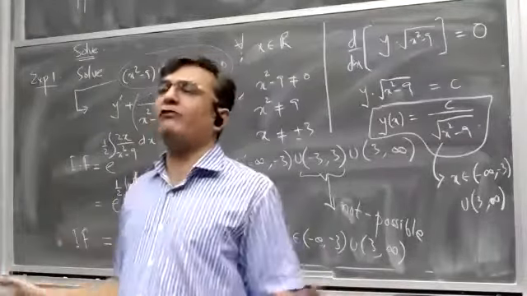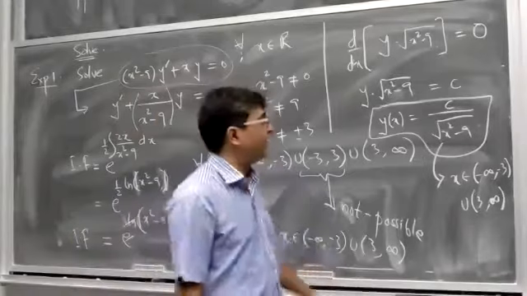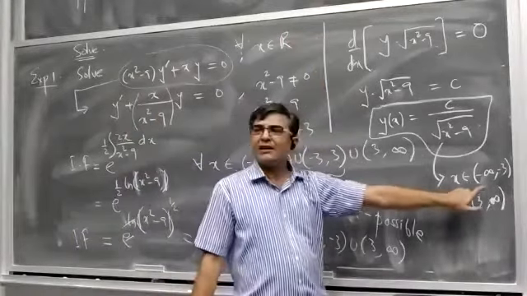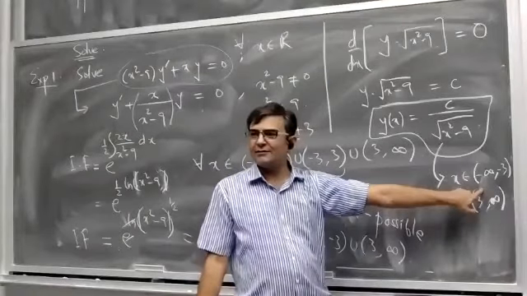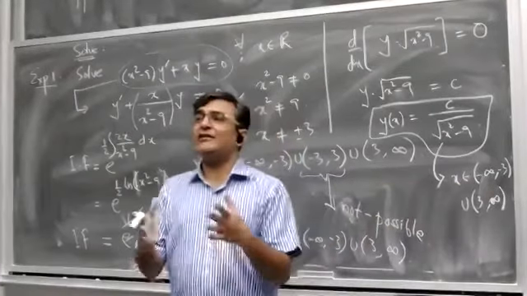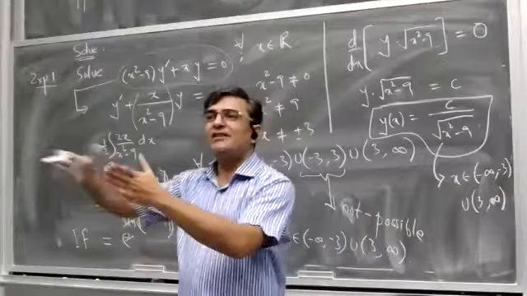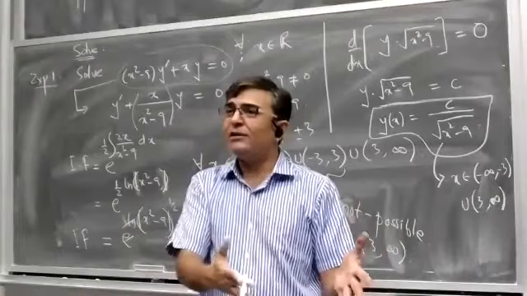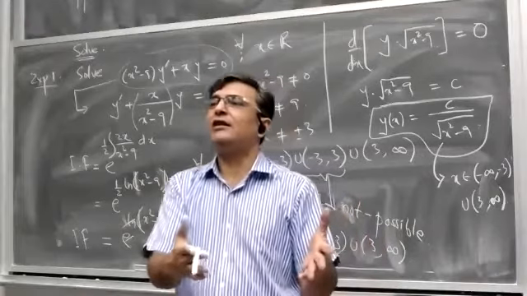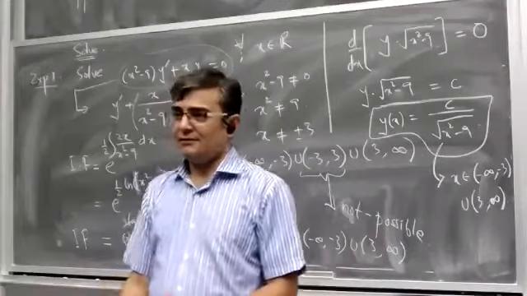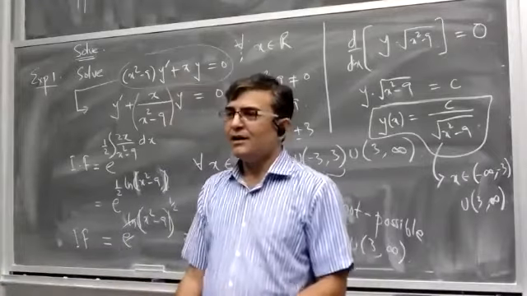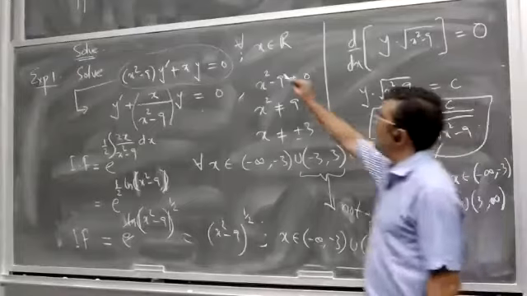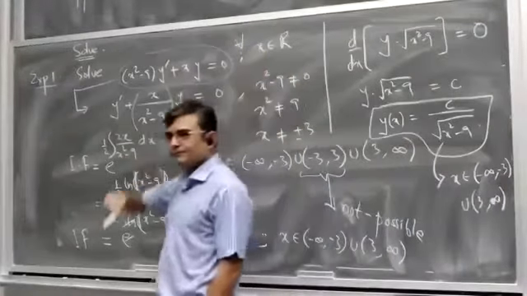Equation is defined for all values of x, but the solution is not defined for all values of x. Solution is defined only for these values of x. So it is possible that the differential equation is defined for different values of x, and the solution of that same differential equation is defined for some other values of x. So this is usually the subset of this thing.